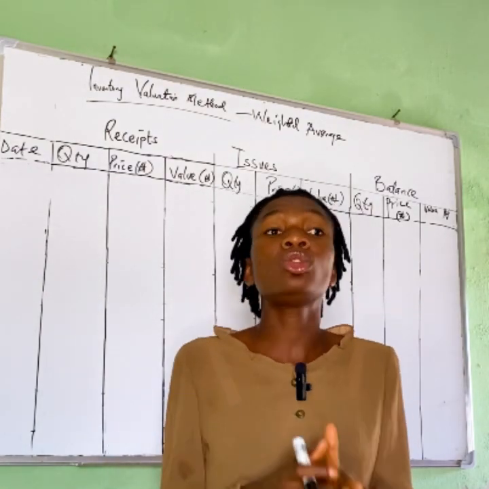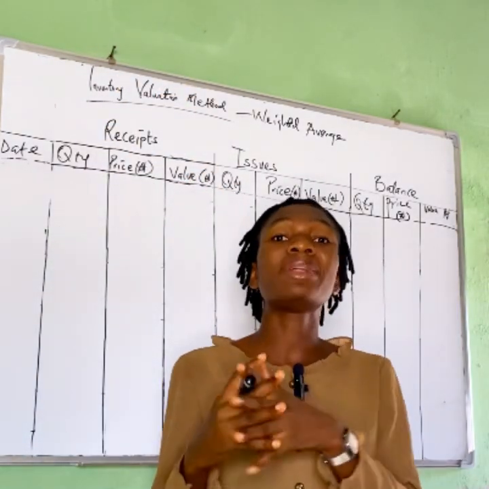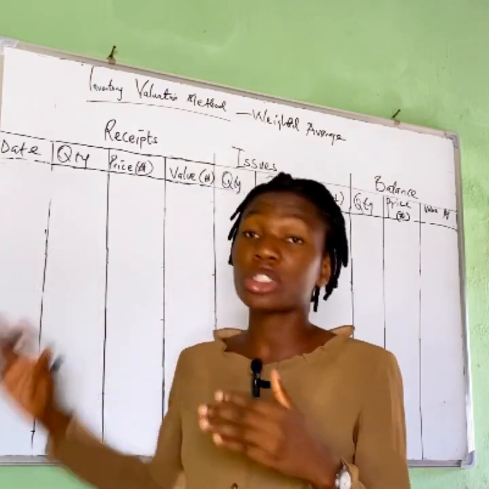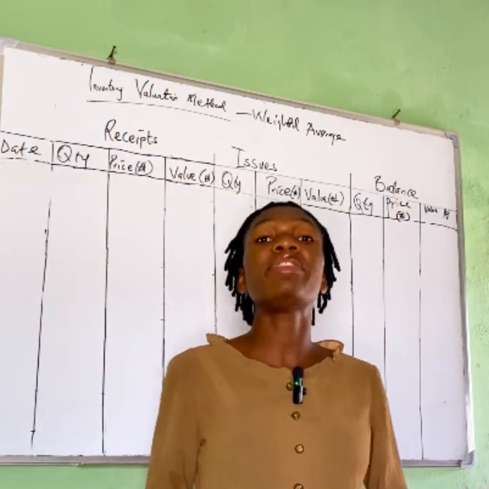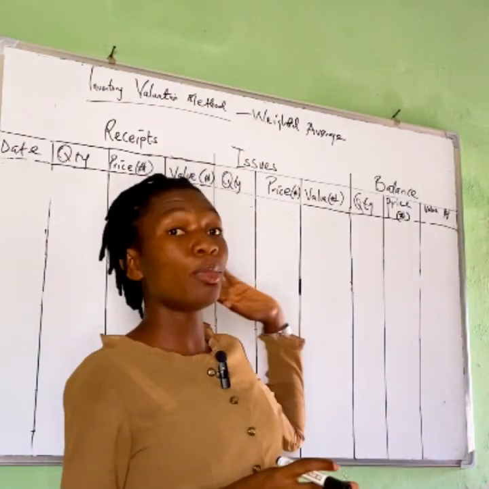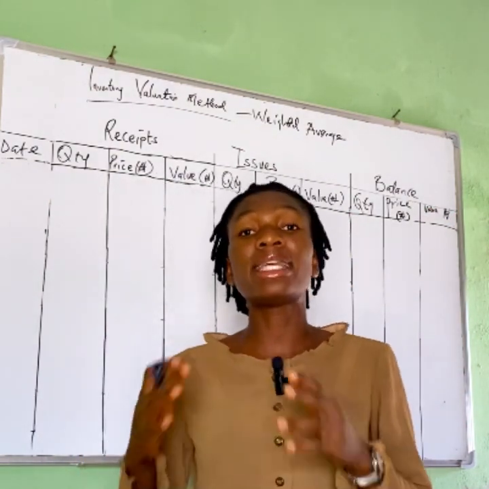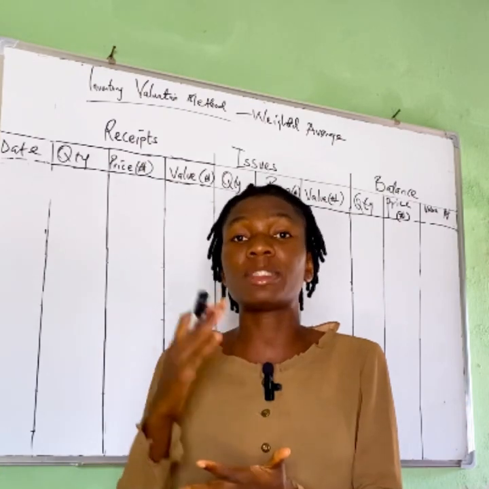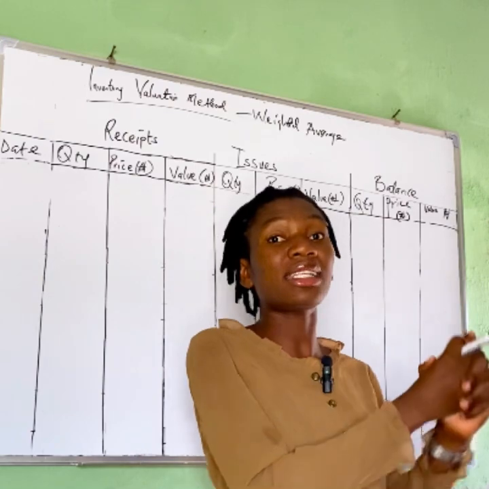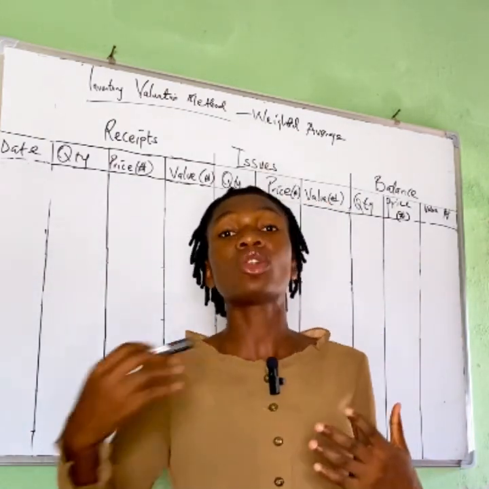We use that method instead of the first in, first out, where we charge at different prices. We want to maintain a similar price until another receipt or another purchase. So every time goods are received, we take the average, comparing the goods that were bought with the ones that were in the store before. We do this so we can have an average price per unit at which goods will be issued out. That average price is the price at which the goods will be issued out until there is another receipt.